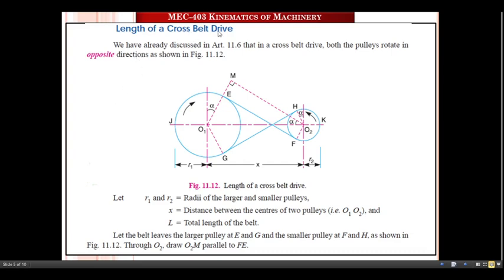Now we'll discuss the length of a cross belt drive. For that, see the arrangement of the cross belt drive. Both the pulleys rotate in the opposite direction. This pulley rotates in the clockwise direction, and this pulley rotates in the anti-clockwise direction. R1 and R2 are nothing but the radii of the larger and smaller pulley. X indicates the distance between the centers of the two pulleys, that is O1 O2, and L indicates the total length of this belt. The belt leaves the larger pulley at G and E, and leaves the smaller pulley at F and H. What about the total length of the belt?